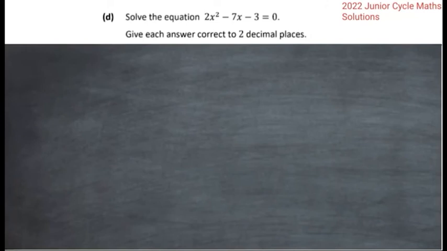So this is a quadratic equation. So usually we could factorize it and then set the factors to zero and solve for the roots. But when we get a result in the format of decimal places, well, we need to use the quadratic formula or the minus b formula. So here it is.